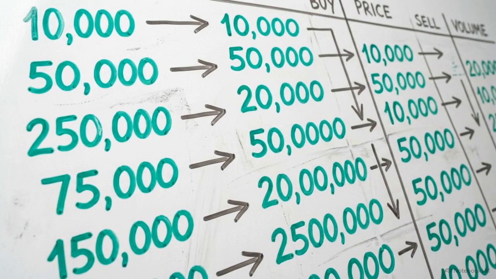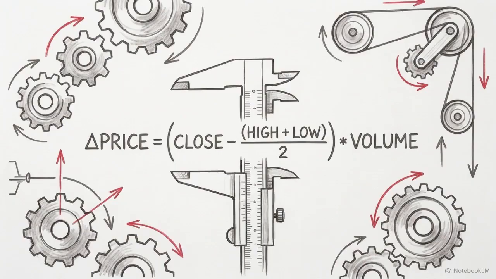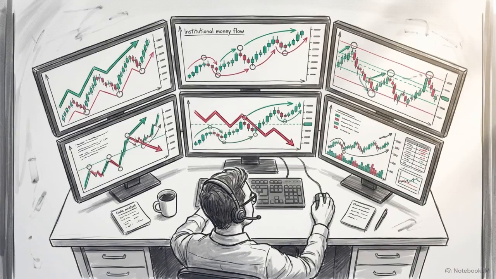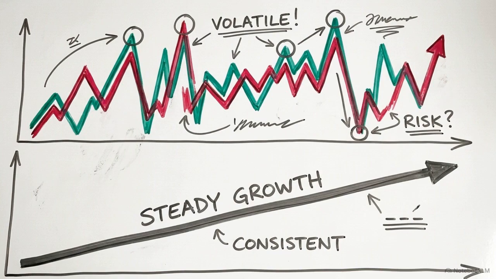Volume represents conviction. It shows how much capital is actually being deployed to support a move. This is what the Accumulation Distribution, or AD line, is built to analyze. It is a specialized tool designed to track the flow of institutional smart money. The AD line acts as a filter.